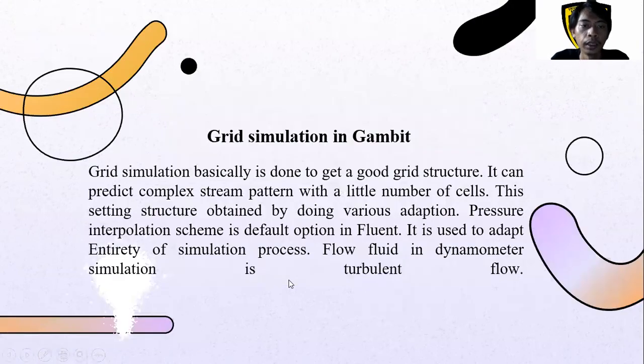and the next grid simulation in Gambit. Grid simulation is basically done to get a good grid structure. It can predict complex stream patterns with a small number of cells. This grid structure is obtained by doing various adaptations, pressure interpolation, same as the default option in Fluent. It is used to adapt the entire simulation process. Flow fluid in the dynamometer simulation is turbulent flow.